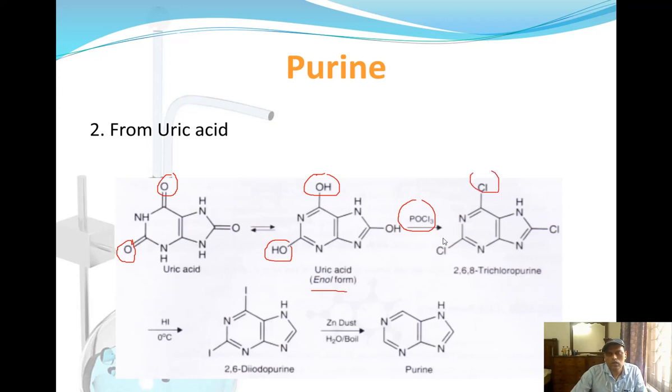the chloride substituted product, 2,6,8-trichloropurine, right? You have to subject that to hydrogen iodide at 0 degree centigrade. You will get the iodinated product, 2,6-diiodopurine. So you have to pass that over zinc dust using hot water or boiling water. So you are going to get purine as the product. So that is the second method of synthesis.